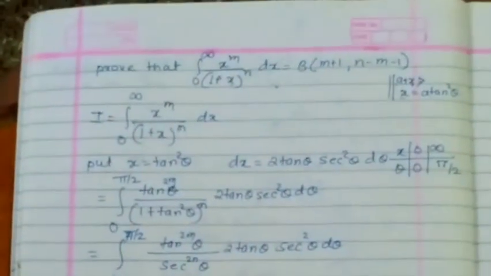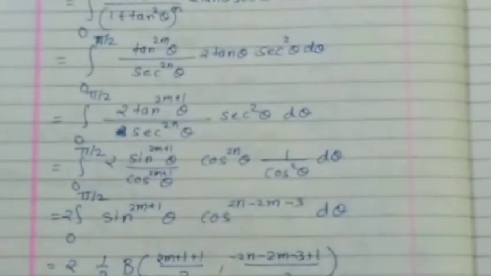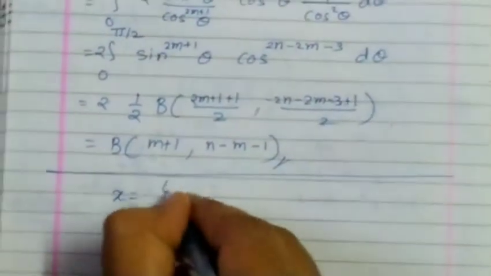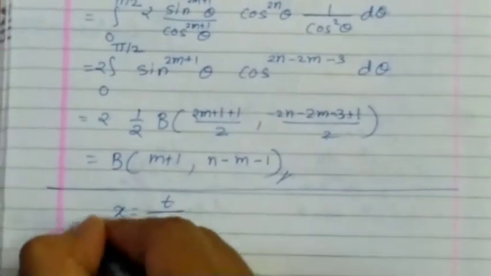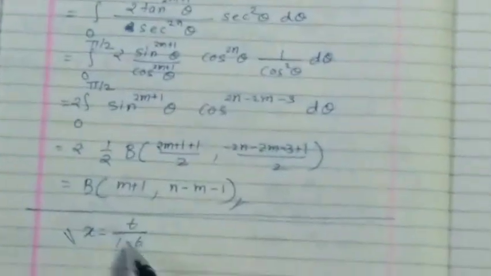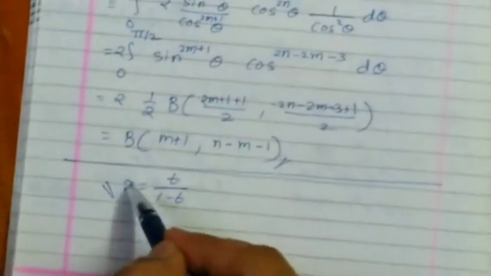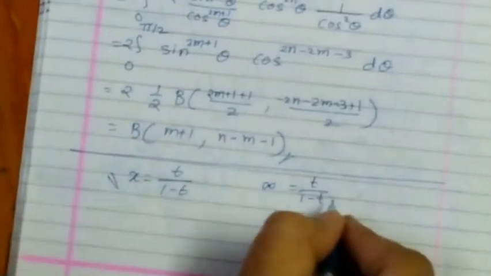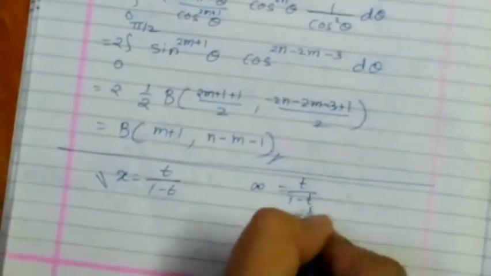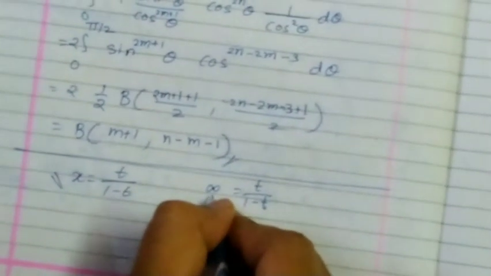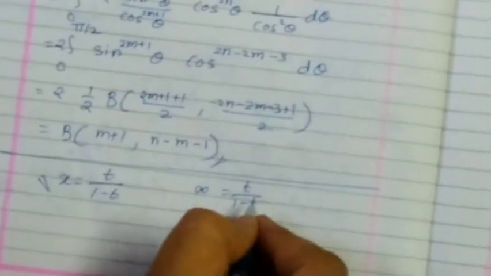The same problem you can solve by performing an algebraic substitution. In that case your algebraic substitution would be x equal to t upon 1 minus t. Why this substitution? Because here the upper limit is infinity, and I want to make it 1. When x is infinity, what will be the value of t so that I get infinity? t must be 1, because only if the denominator becomes 0 is infinity achieved. So t has to be 1.